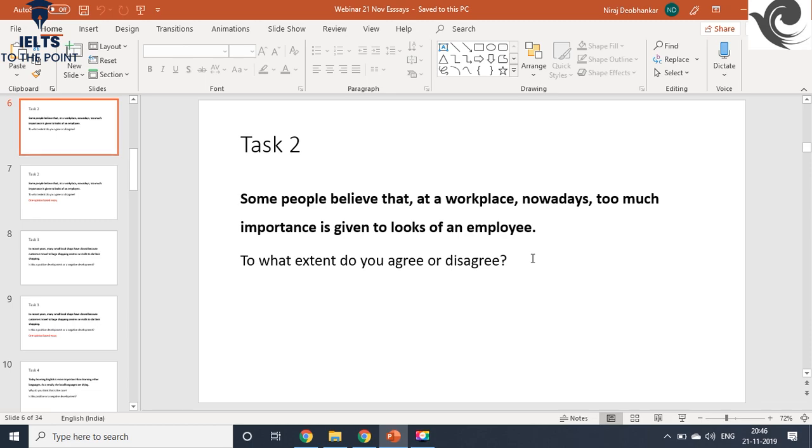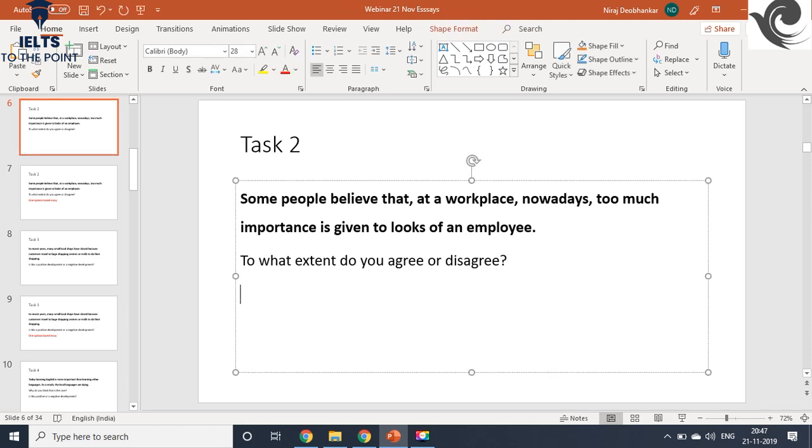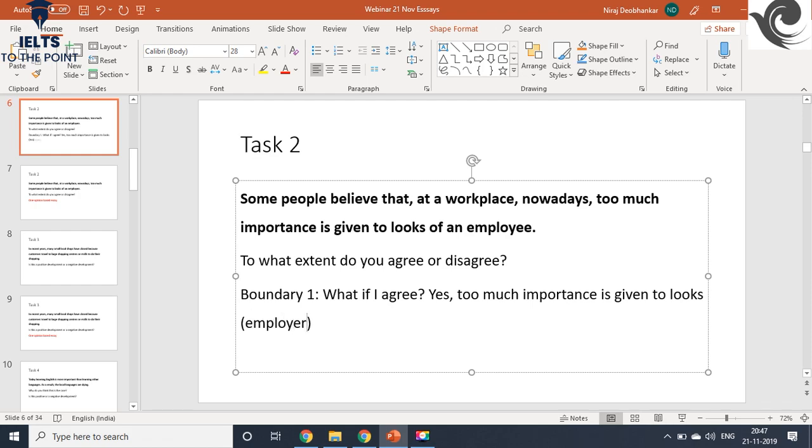Boundary 1 in this case can be found out if I ask myself, what if I agree? What will I write about? I will write about that yes, too much importance is given to looks. That means, in turn, it means that employers should not bother about the looks of an employee.